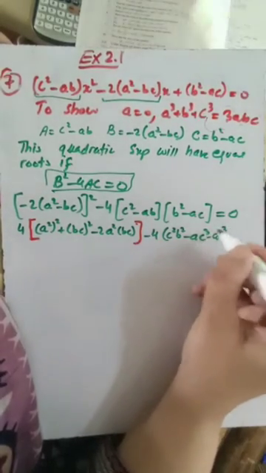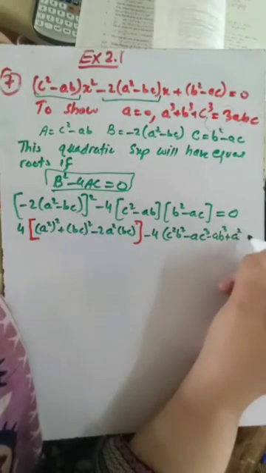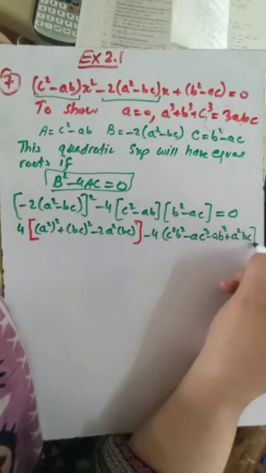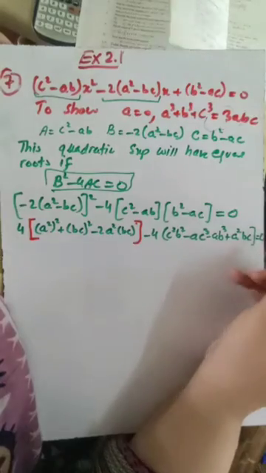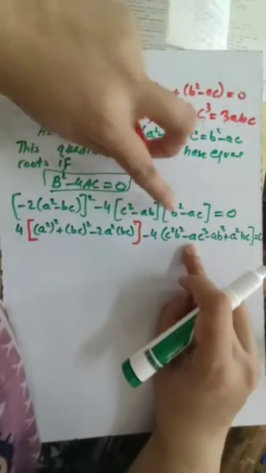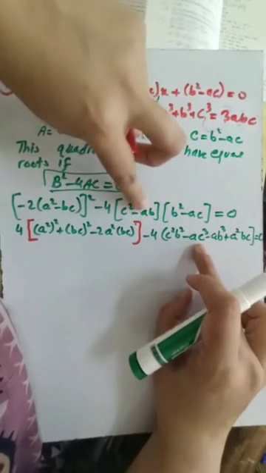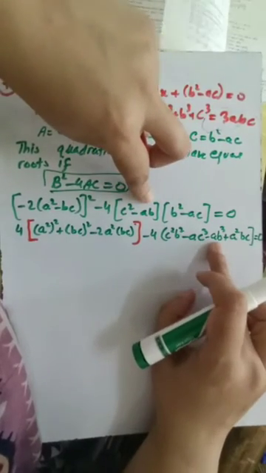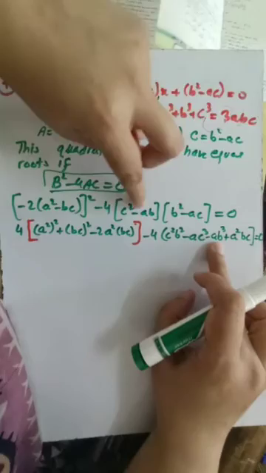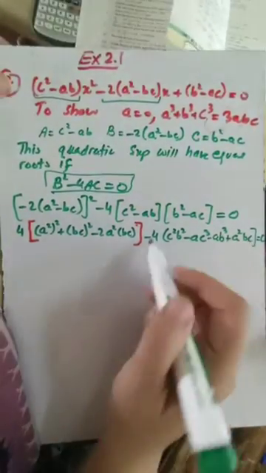minus a b cube plus a square bc is equal to 0. Okay, c square b square minus, multiplying c square b square, then c square into negative ac will be ac cube, multiplying these two we are going to get ab cube, this minus minus plus a square bc.